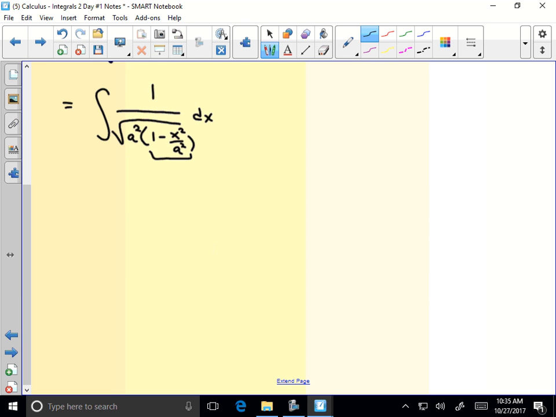Let's continue. If I take the square root of a squared, what does that become? A. Nice. So I get 1 over a. I pull that a squared out of the square root, and then I'm left with 1 minus, and I'm going to take x over a, and I'm going to square it. All right, I'm going to group that. So far, are we okay with the algebra I've done?